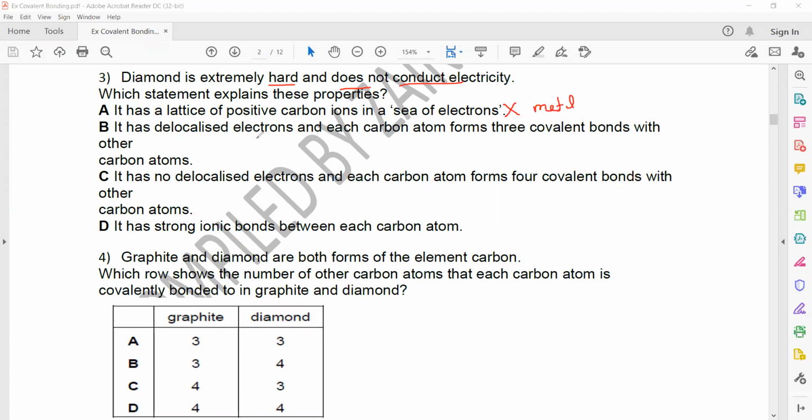It has delocalized electrons and each carbon forms 3 covalent bonds. That's wrong because that is about graphite. It has no delocalized electrons and each carbon forms 4 covalent bonds with carbon atoms. That's true. That is a property of diamond, that each carbon forms 4 covalent bonds. And strong ionic bonds: in diamond we have carbon atoms, and a non-metal with another non-metal atom does not form an ionic bond, they form a covalent bond. That's why D is also wrong.